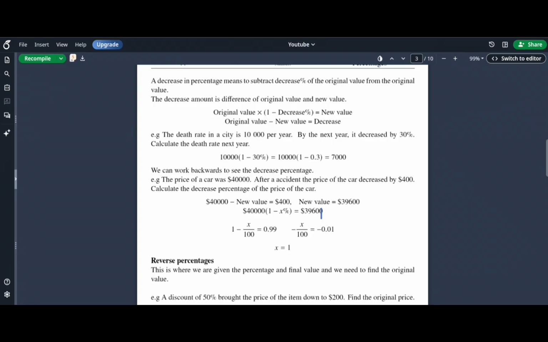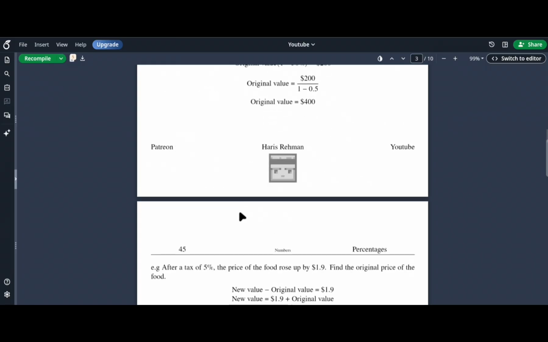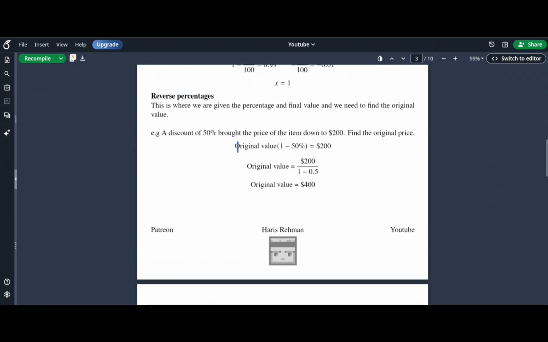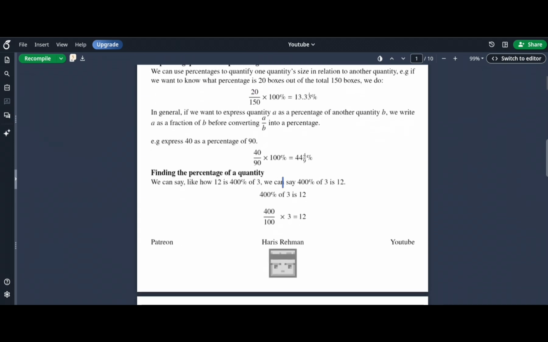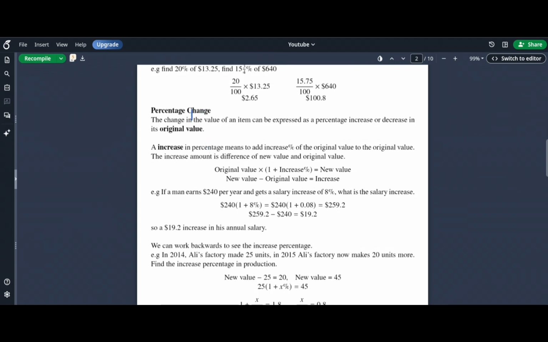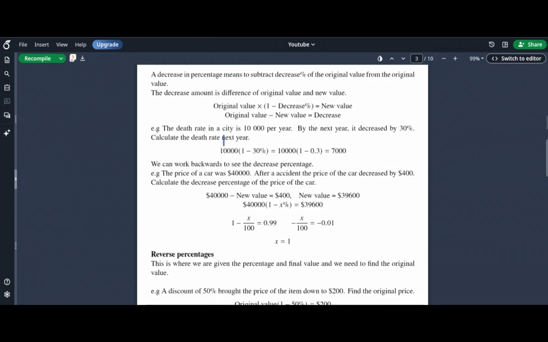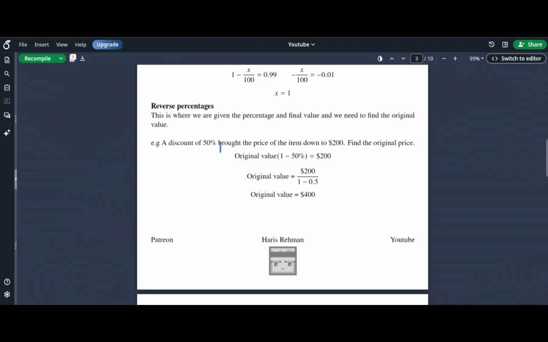This is here. Now here it is: what quantity do you multiply this percentage by to find this answer? It's like this value is the unknown. So it's like a progression, right? In normal percentages, you find the answer, and in percentage change, you find the percent. And in reverse percentages, you find the original value.